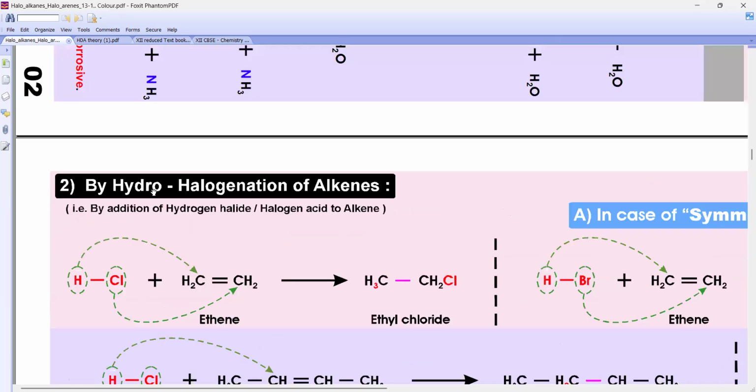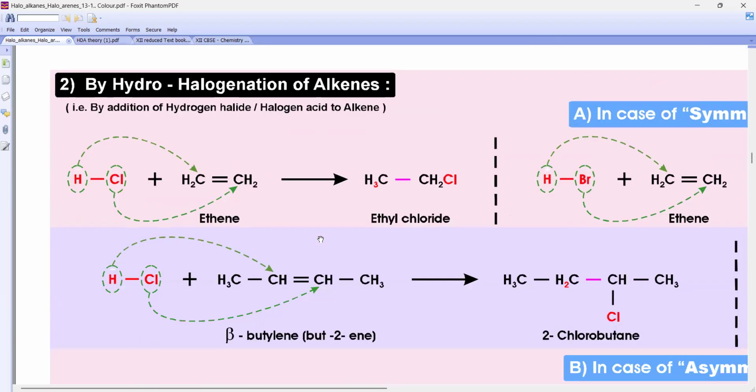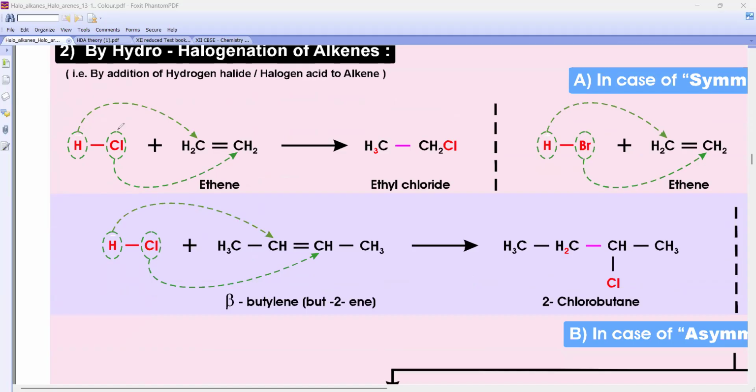What is the heading, beta? Hydrohalogenation. So what all thing I am going to add? Hydrogen as well as halogen. Kunal, beta, now look here. This is my double bond alkene. So I am adding, look, can you see hydrogen is positive and halogen is negative.